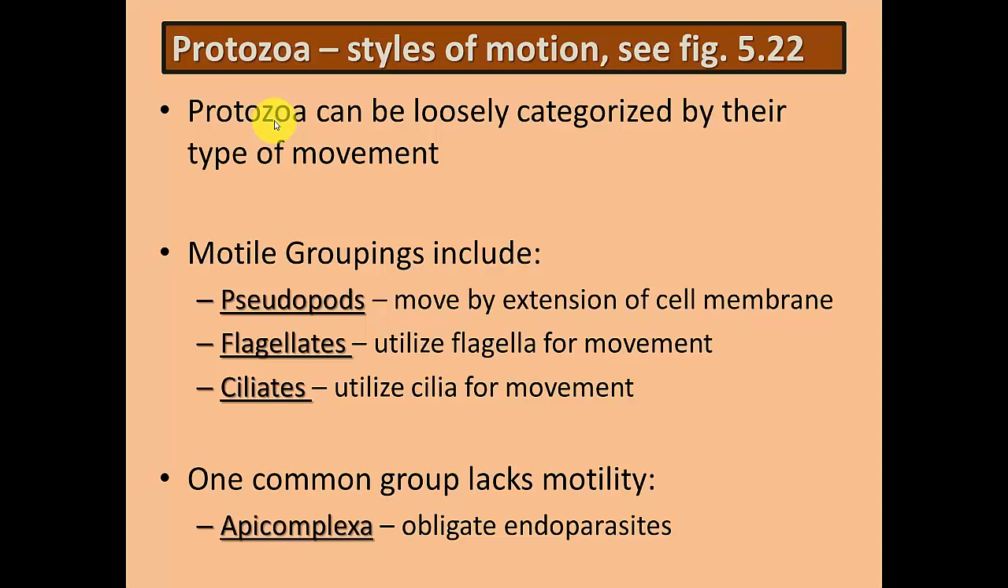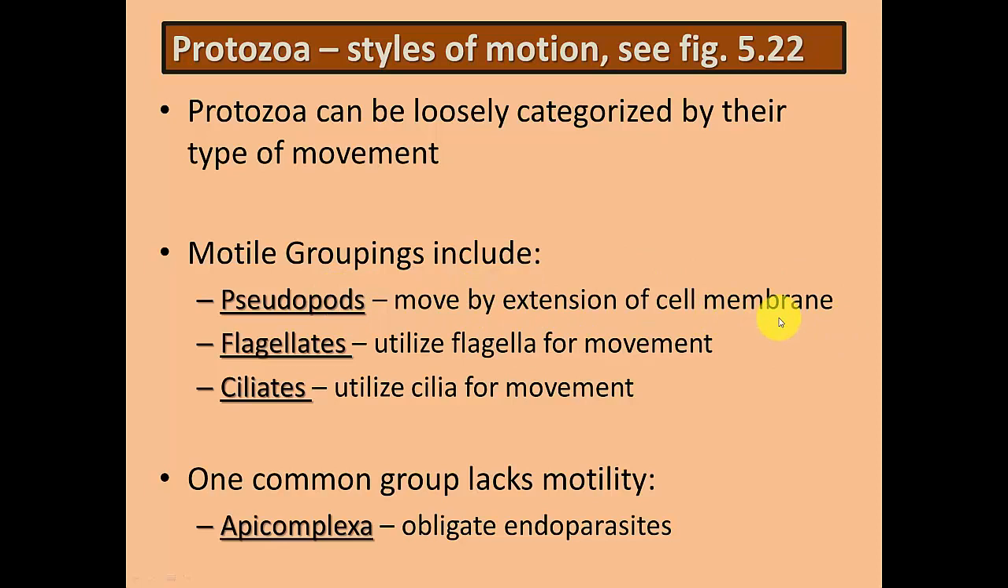In this case, they group them by their ability to move, so motile groupings. We have really four groups, three of which are based on motility, and one is defined by a lack of motility. So you have motility being the characterizing feature of these three, and a lack of it being the characterizing feature of the fourth. The first one are called pseudopods. Pseudo means false. Pod or podia means foot. So this stands for false foot, and that has to do with how they move their cell membrane.